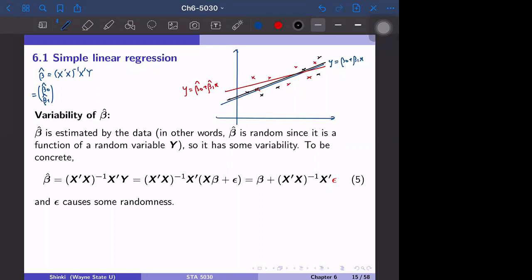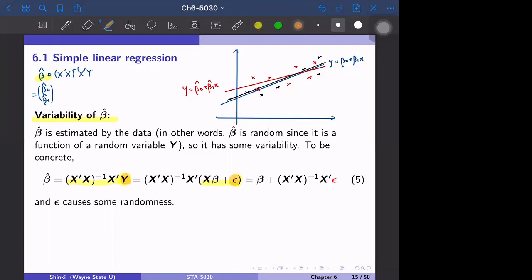So it has some variability. So how much variability does it have? We discuss that in this video. So the variability of beta hat is expressed by just this formula. So basically variability comes from this y. So X is assumed constant and y is random because y is equal to X beta plus epsilon and epsilon is random. So the random quantity is here.